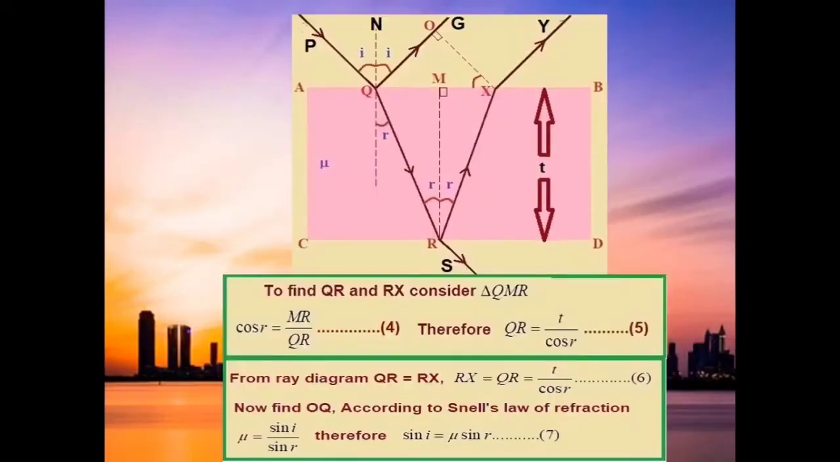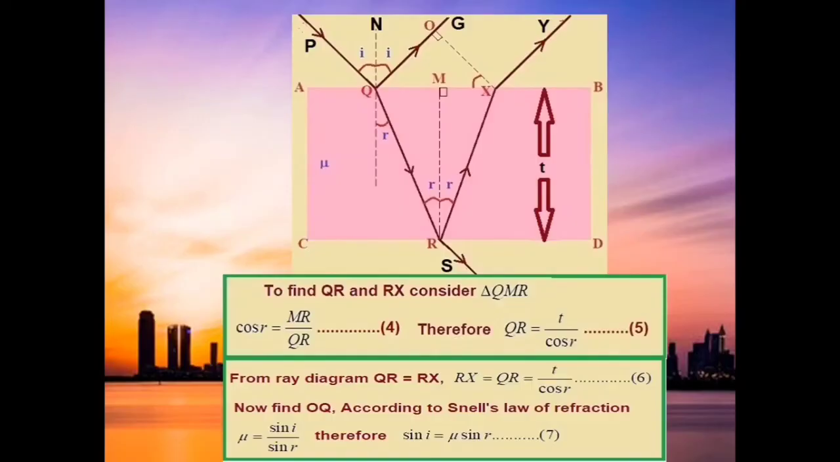To find QR and RX, consider triangle QMR. From triangle QMR, cos r is equal to MR divided by QR. This is equation 4. Therefore, QR is equal to t divided by cos r. This is equation 5. From the ray diagram, QR is equal to RX. RX is equal to QR is equal to t divided by cos r. This is equation 6. Now find OQ.